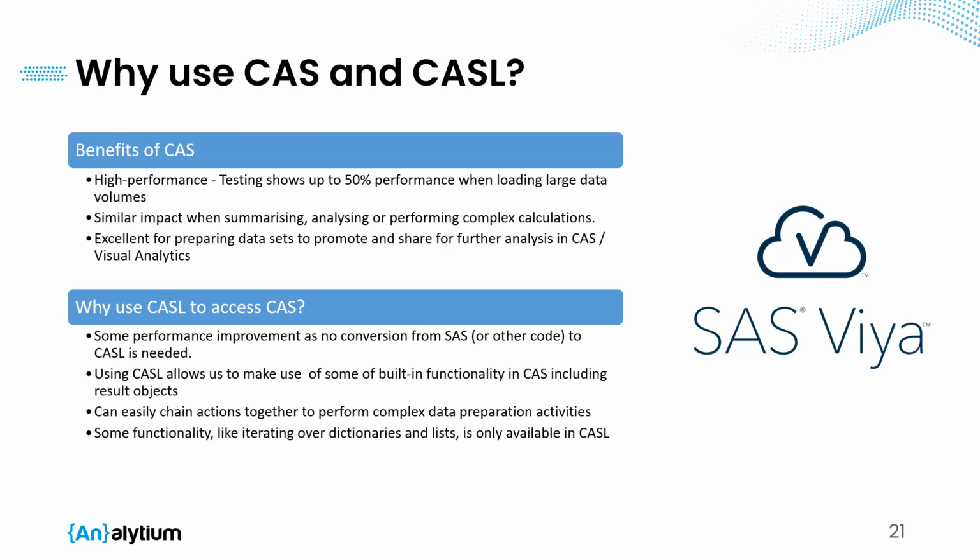SAS's suggestion of when you should use CAS is with large data, which I think they suggested is over 50 gigabytes, which seems quite large. But I've seen testing which says that it actually is quite effective on smaller volumes. They also say when it's computationally intensive, which is quite vague. So I think it's really a case of if you've got large data, just trying it and seeing whether it's more effective.